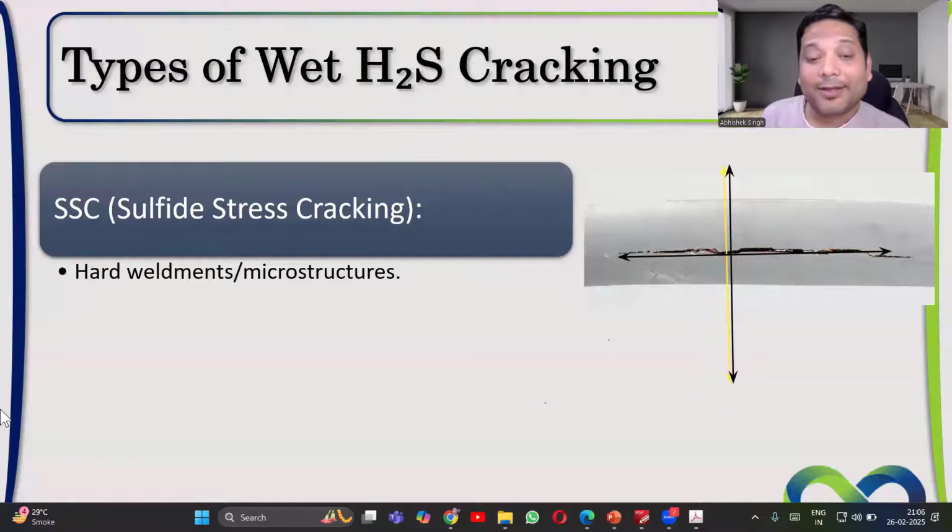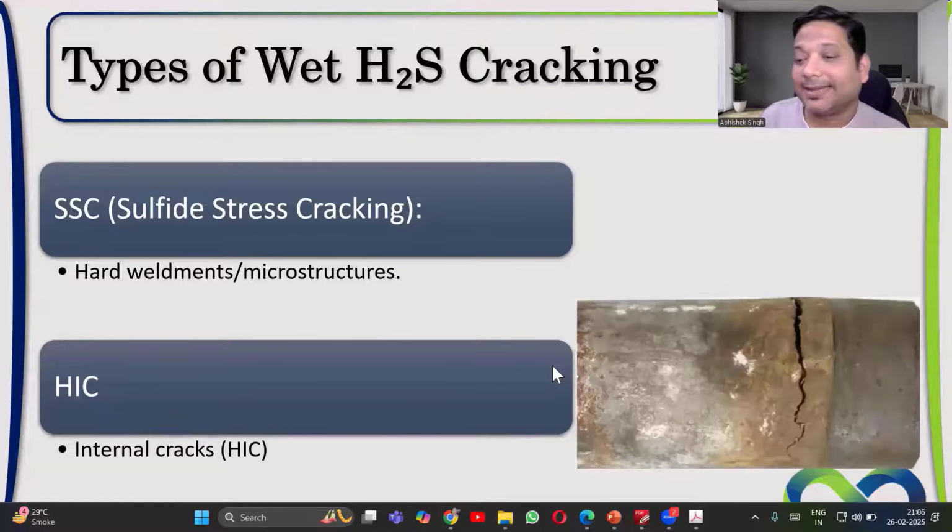When we talk about HIC, the crack happens along the circumference, in the same direction as the stress, parallel to this circumferential direction, parallel to the highest stress points. So that is the difference between HIC and SSC. HIC happens without even stress, only because of hydrogen embrittlement, while SSC is due to sulfur and also stress.